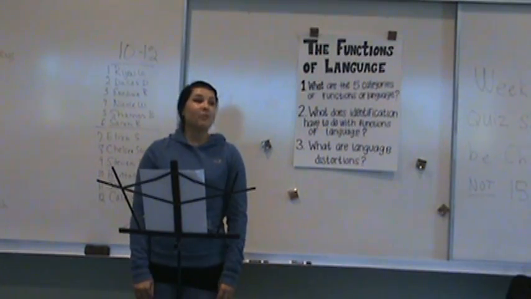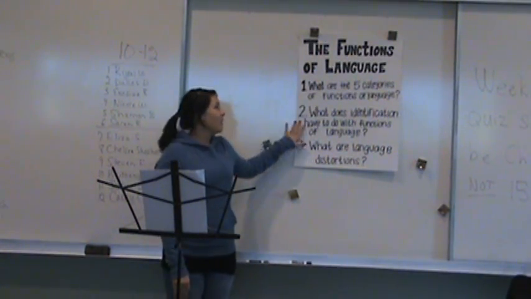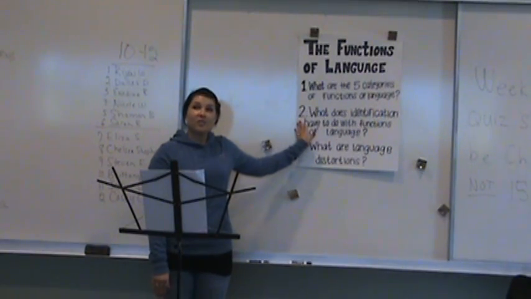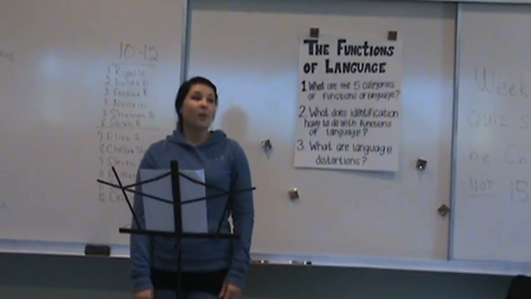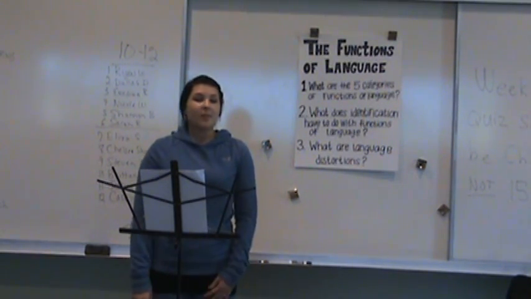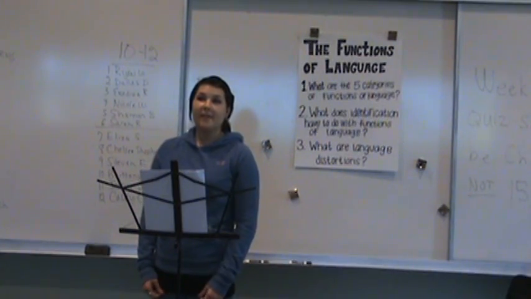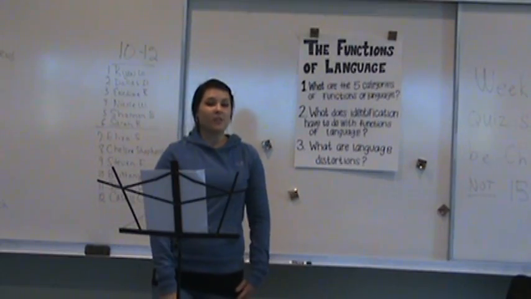The three questions I will address are: what are the 5 categories of functions of language? What does identification have to do with functions of language? And what are language distortions? I received all my information from Communicating by Berko, Wolven, and Wolven. This is relevant to everyone here because if we didn't have functions of language, it would be really hard for us to communicate. Now let's look at the first question.